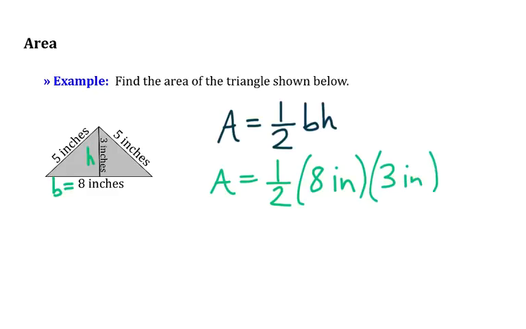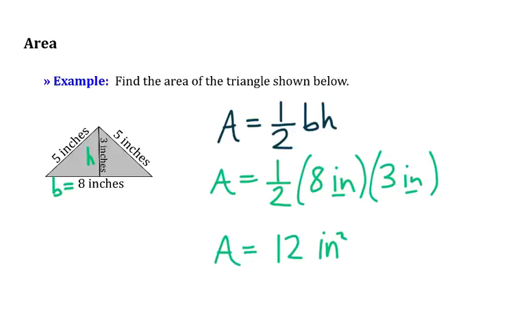So sometimes I multiply my base and my height first, and then I just divide that by 2. That's pretty much all it means to multiply by 1/2. So 8 times 3 is 24. Dividing that by 2, we can find that the area of this triangle would be 12 inches squared. So again, inches times inches leads to that square measurement of inches squared.